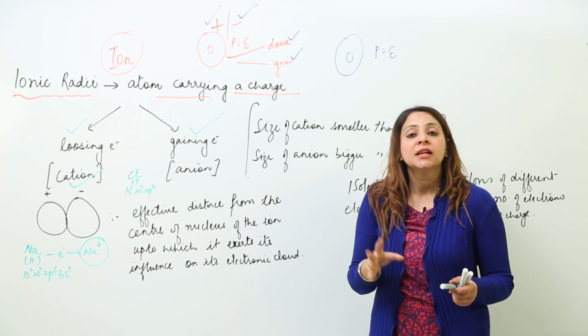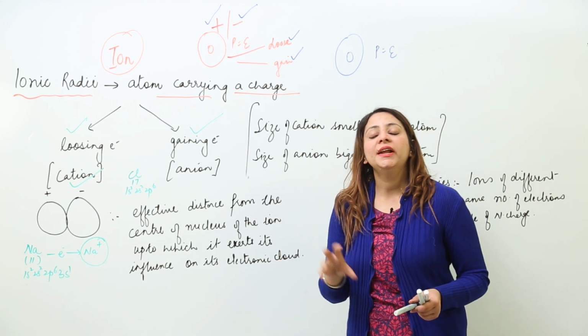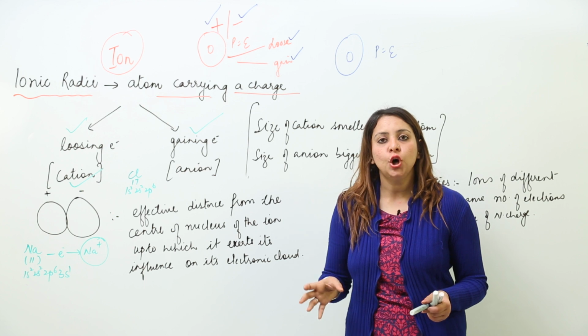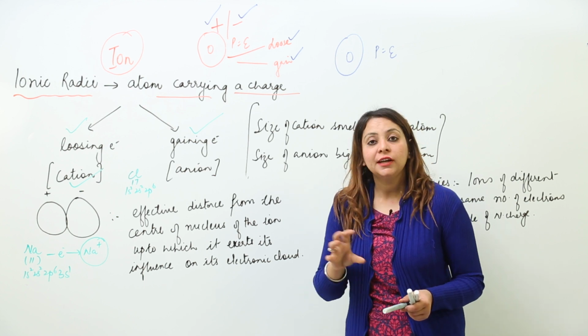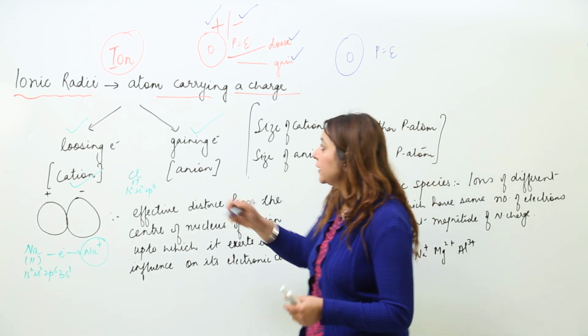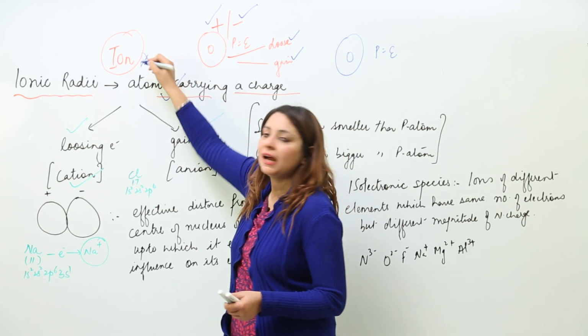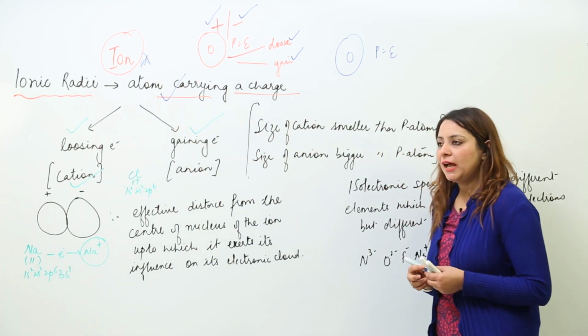So I think you got it, that an atom is otherwise neutral, but whenever it loses or gains electrons, it becomes an ion, it acquires a charge. The atom with the charge is called an ion.